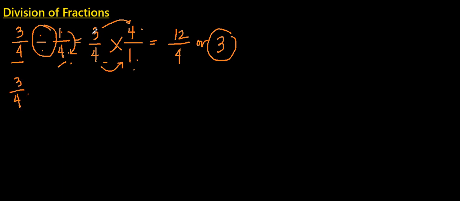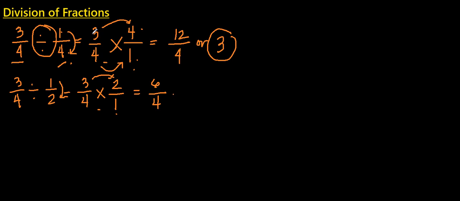3/4 divided by 1/2. So copy the first fraction, reciprocate the second fraction, so 2/1, and then let's change it to multiplication. 3 times 2 is 6, 4 times 1 is 4, or 1 and 2/4, or 1 and 1/2. So this is the lowest term and the final answer.